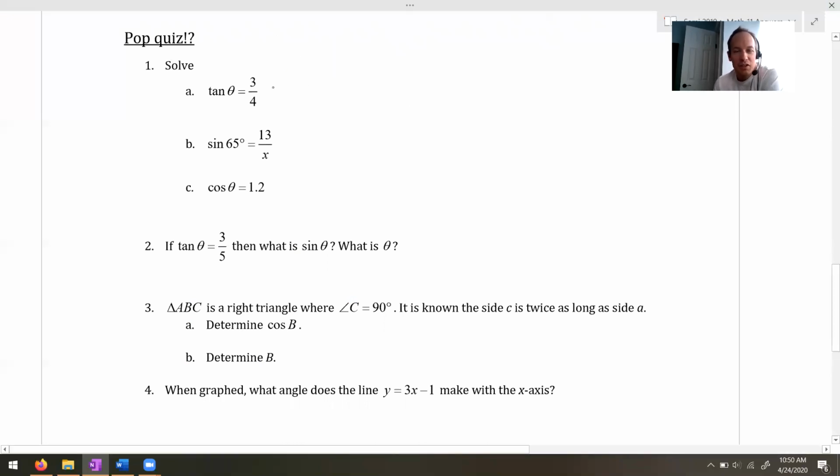So what we would do for this is a very straightforward question. Solve tan theta equals 3 over 4. I'm going to take inverse tan of both sides.